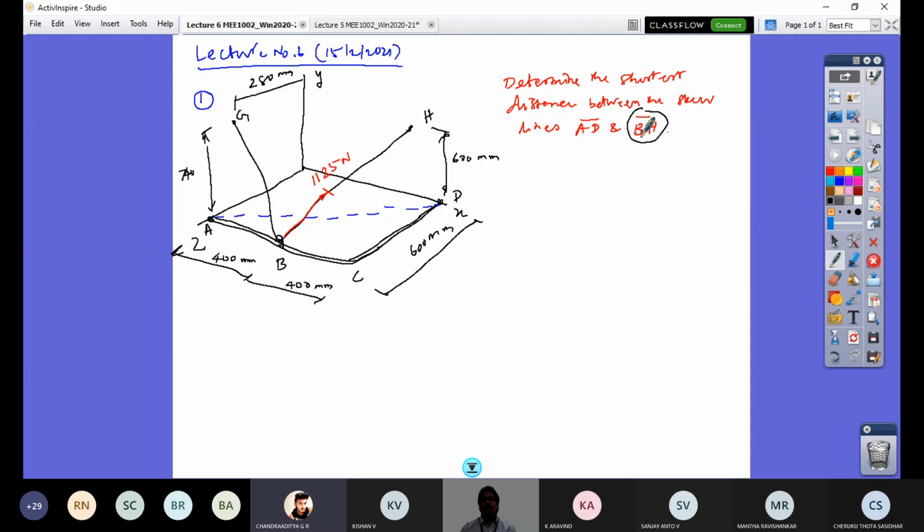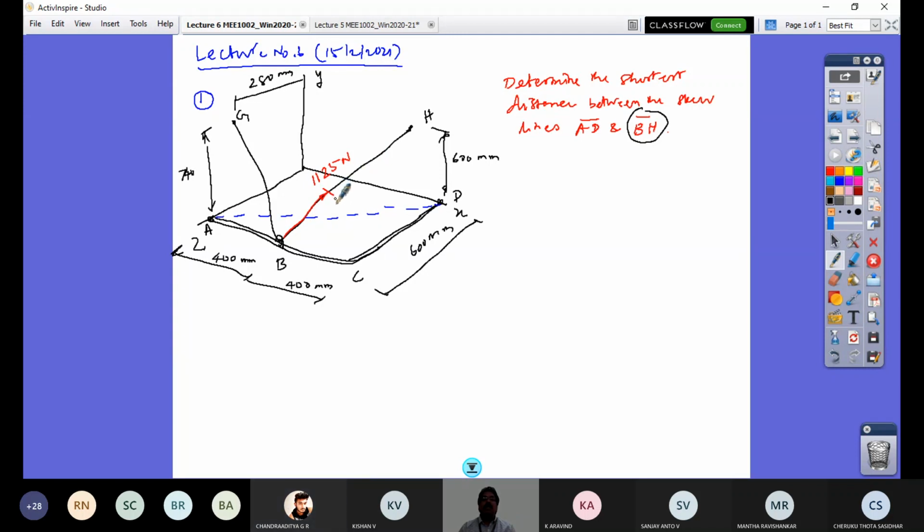Chandraditya? So should we find the perpendicular distance, sir? So yeah, that is it. The shortest distance is the perpendicular distance between two lines. So how do you find that? For that I should have a force vector or any other known vector along a line.